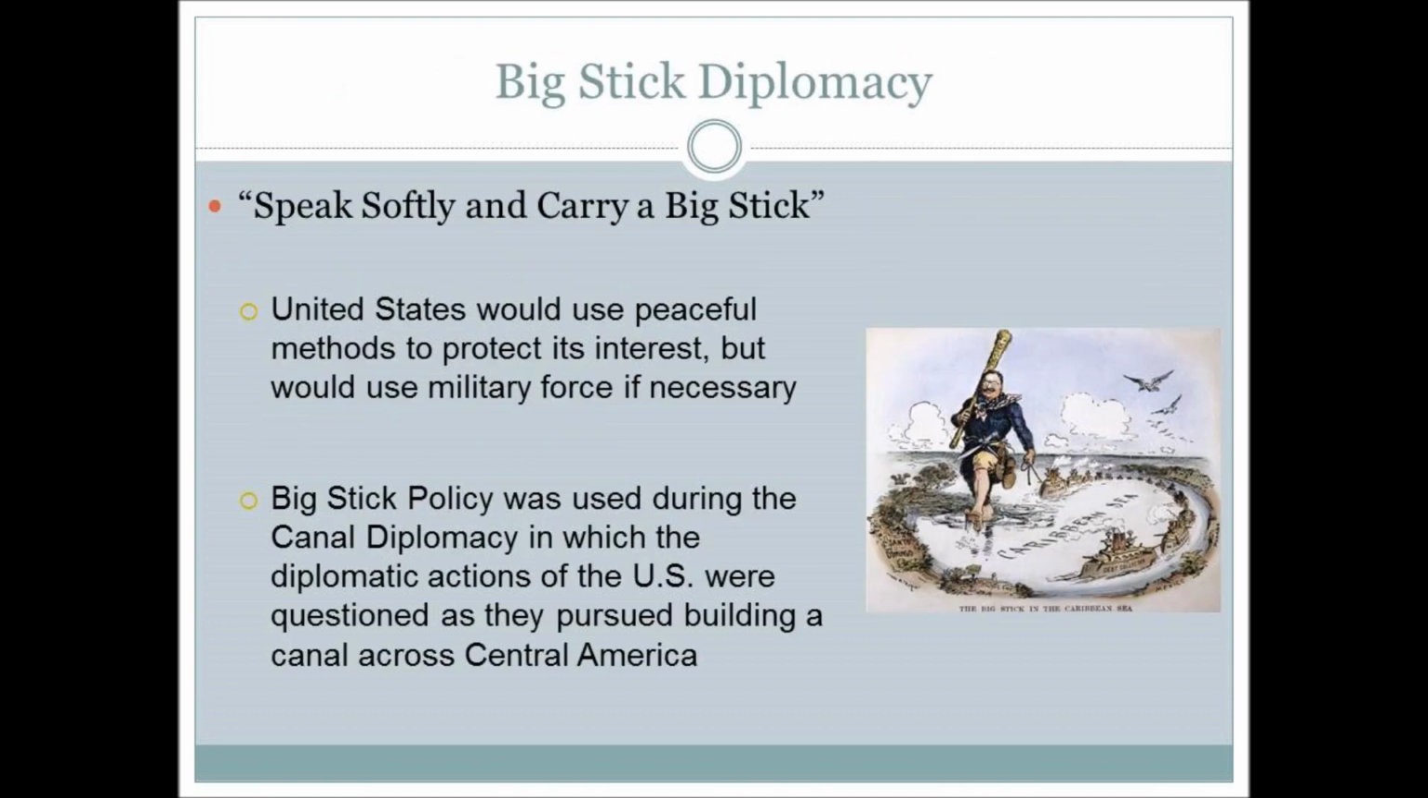When we talk about their presence in Latin America and in the Caribbean and all that, sometimes the phrase big stick diplomacy comes in. All right, and big stick diplomacy is something that Teddy Roosevelt made up. And during his speech, he said, "You speak softly and carry a big stick." And I want you guys to break that down. What does that mean? All right, speak softly and carry a big stick.